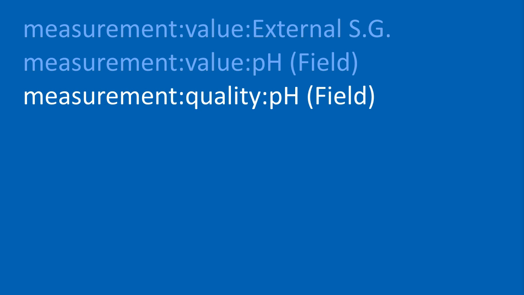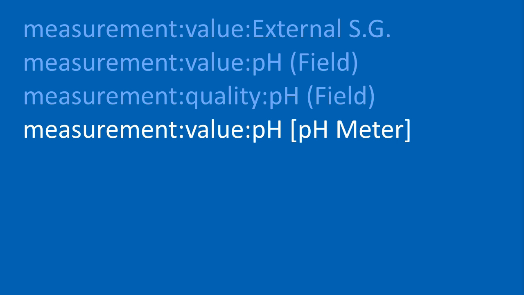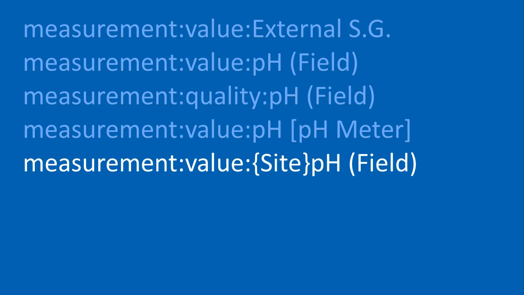The measurement can be for series data, check data, or quality data. You can put the data source in square brackets if you want to. You can also provide a site name, and this will override the site name associated with the form. The site name is enclosed in braces.